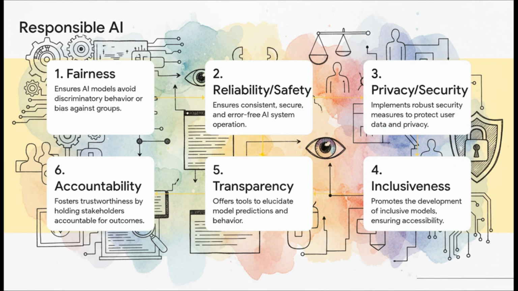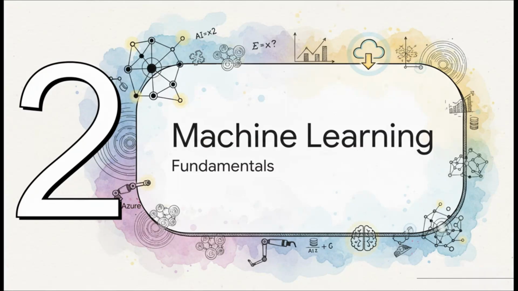And don't just memorize the words. You have to understand what they mean in practice. For instance, you might get a scenario question about an AI model that denies loans to people from a certain neighborhood. That's a clear failure of the fairness principle. Or maybe a question asks how you'd explain an AI's decision to a customer. That's all about transparency. All right, let's move on to domain number 2.